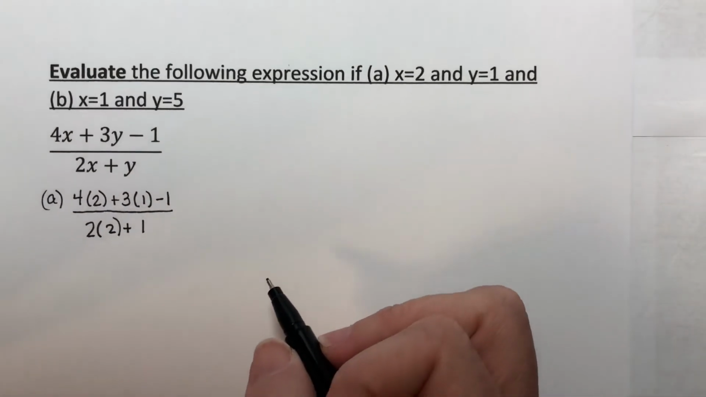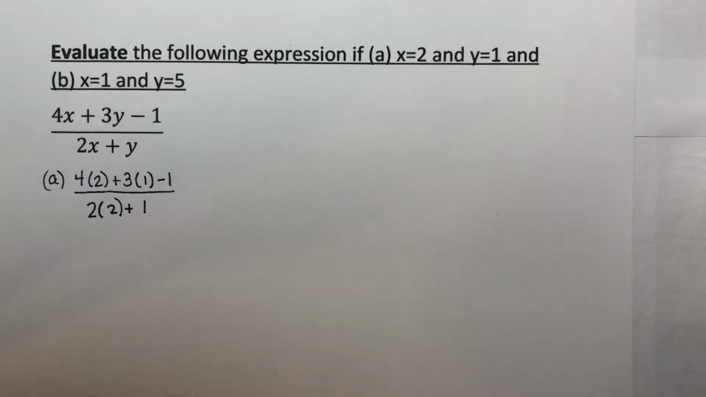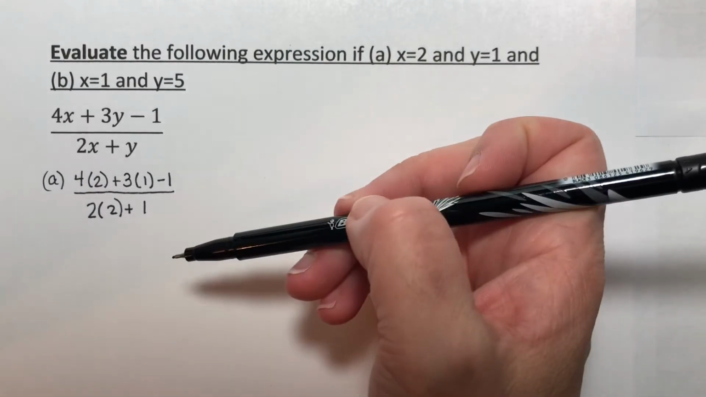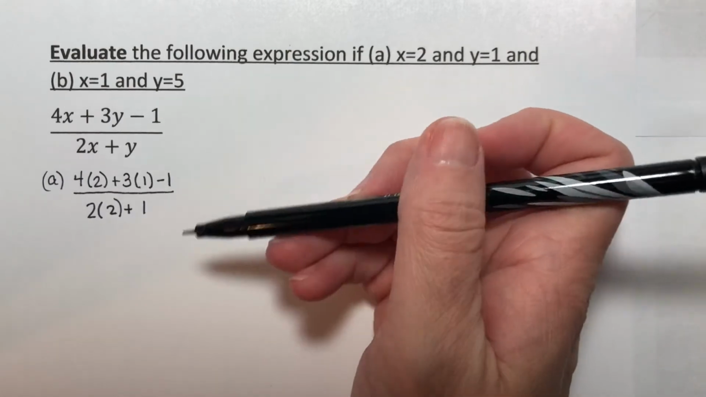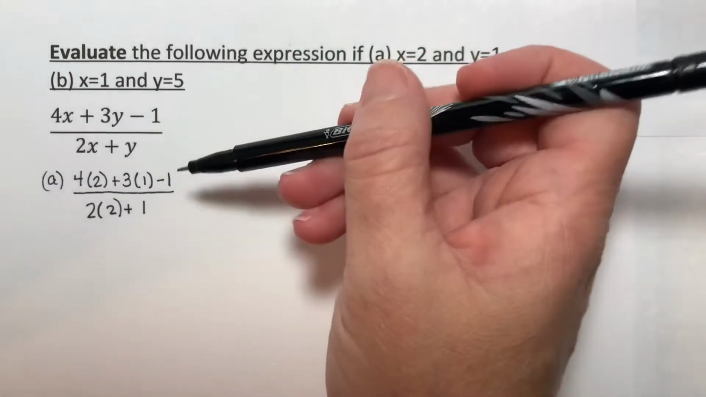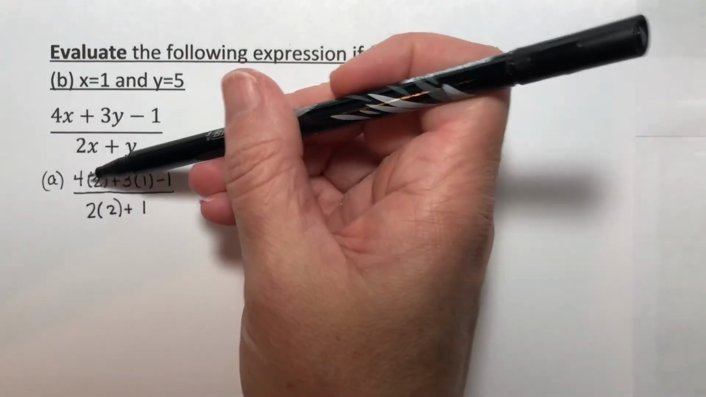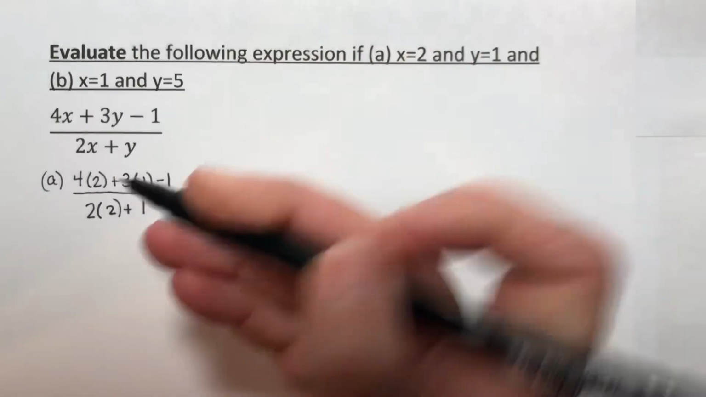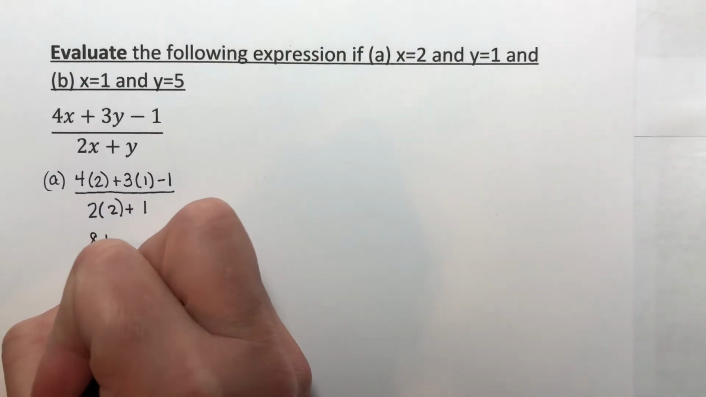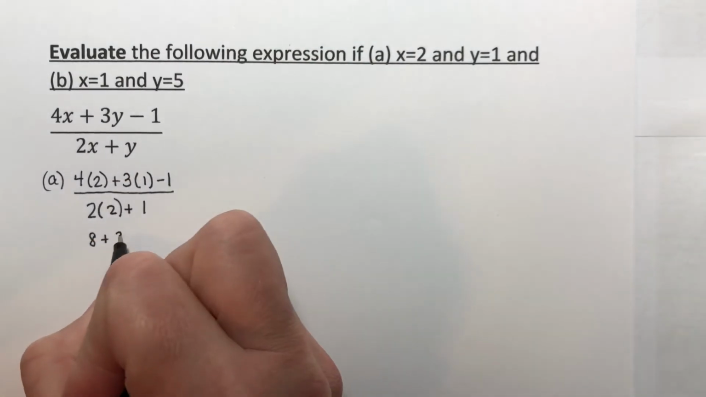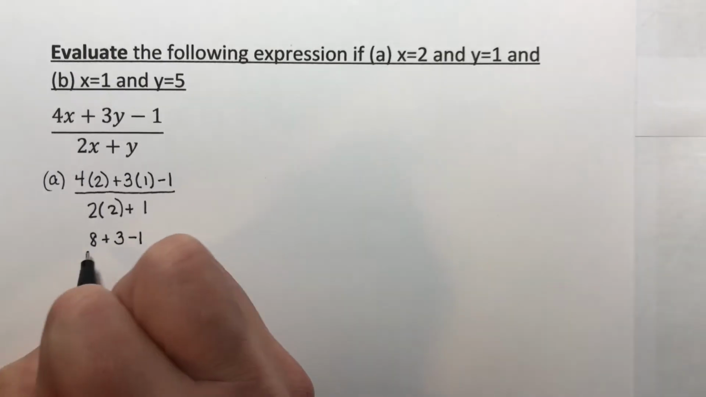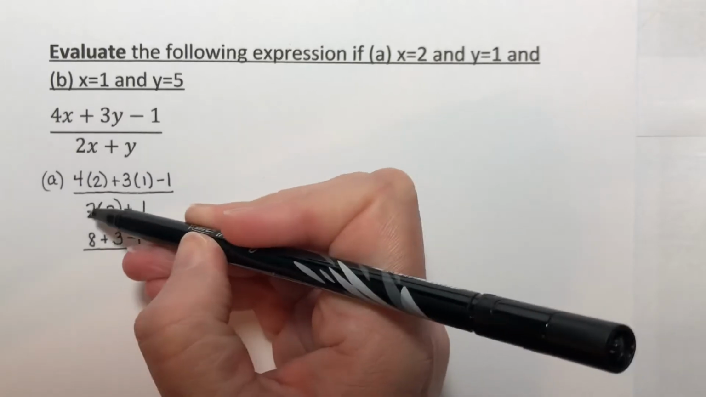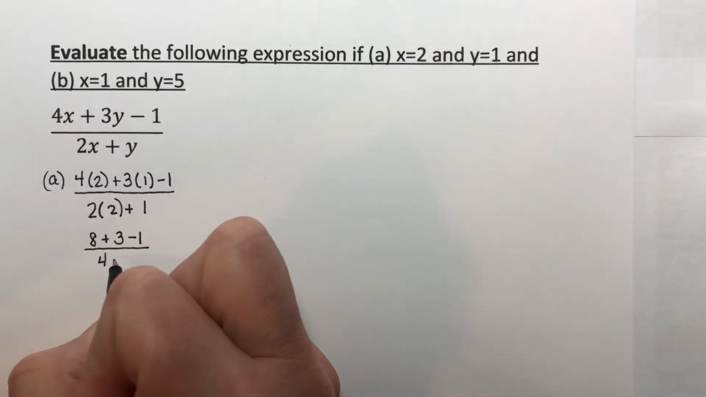Now I need to simplify this using order of operations, and that means I need to simplify the top and the bottom separately and then do a division or reduce the fraction if that's what I end up with. Top problem. I have multiplications to take care of before I can do the addition and the subtraction. 4 times 2 is 8, plus 3 times 1 is 3, minus 1, over, in the bottom do the multiplication as well. 2 times 2 is 4, plus 1.